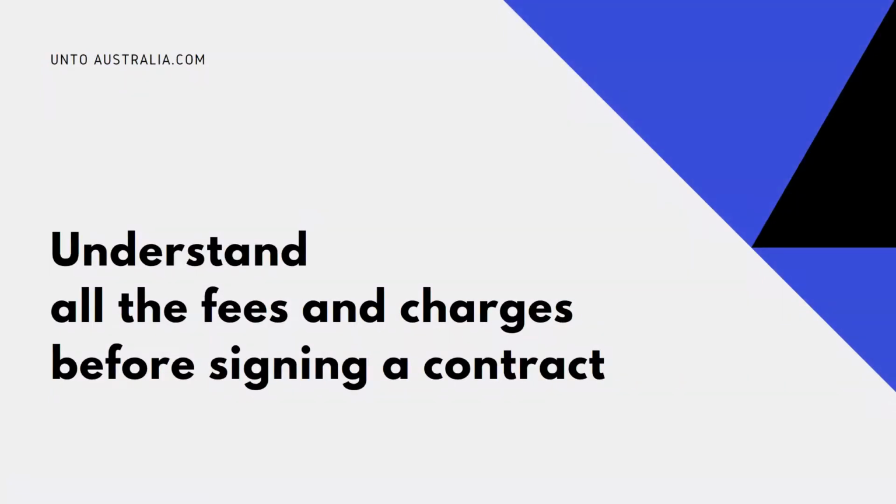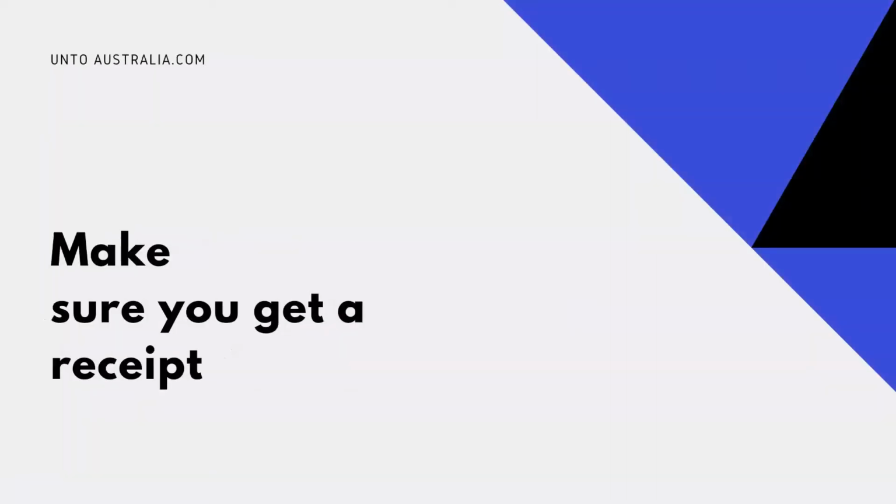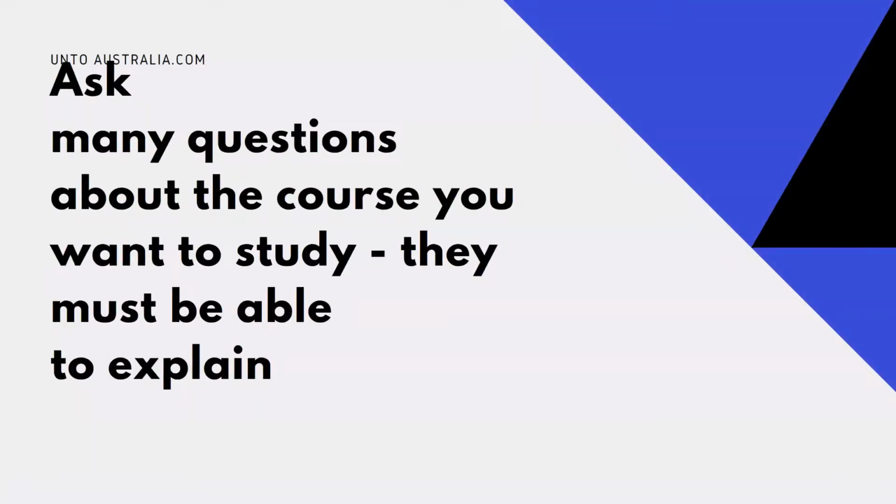You need to understand all the fees and charges before signing a contract. Make sure you ask all the questions, make sure you read it properly before you sign the contract, and get the total cost. Make sure you get a receipt for any payments that you make to the agent. And you need to ask as many questions about the course as possible. They must be able to explain about the course and about the school. If they can't, then try and find another agent.